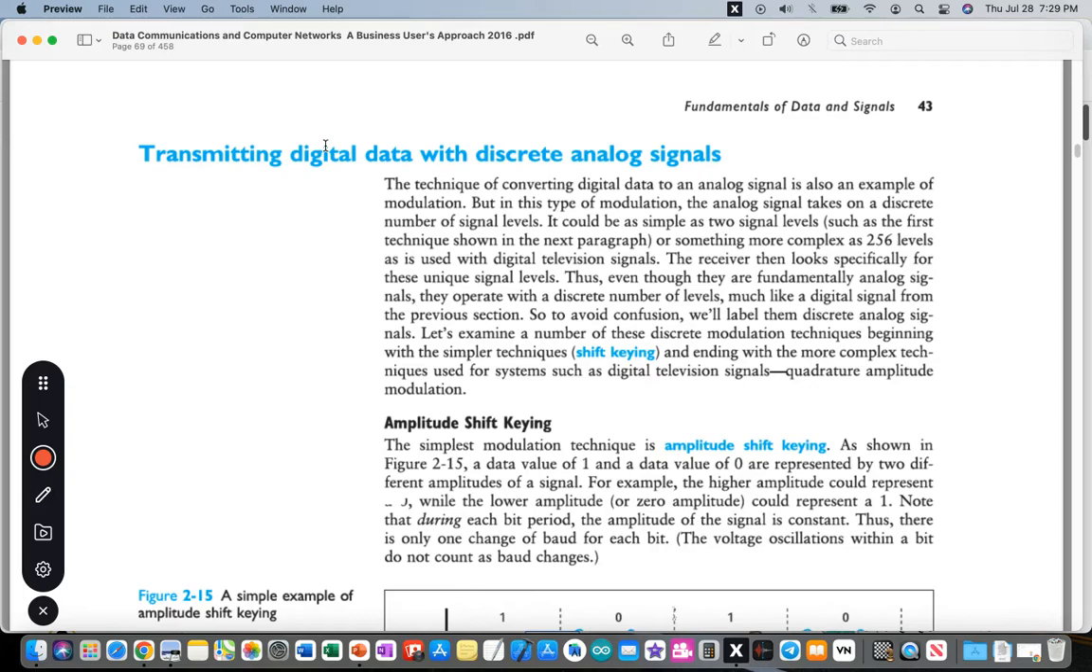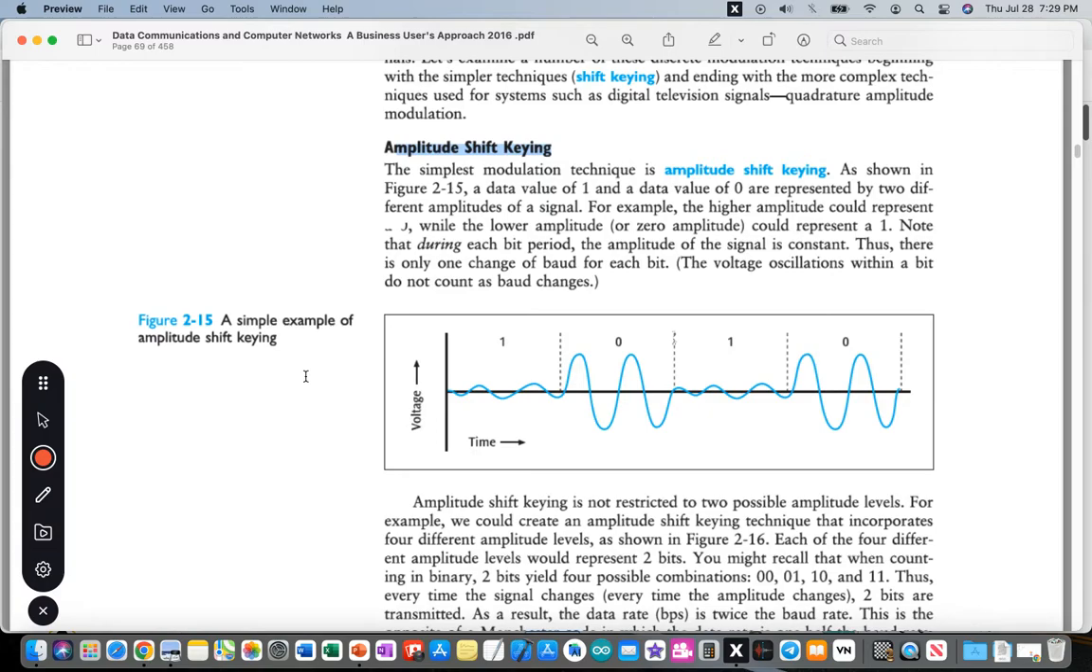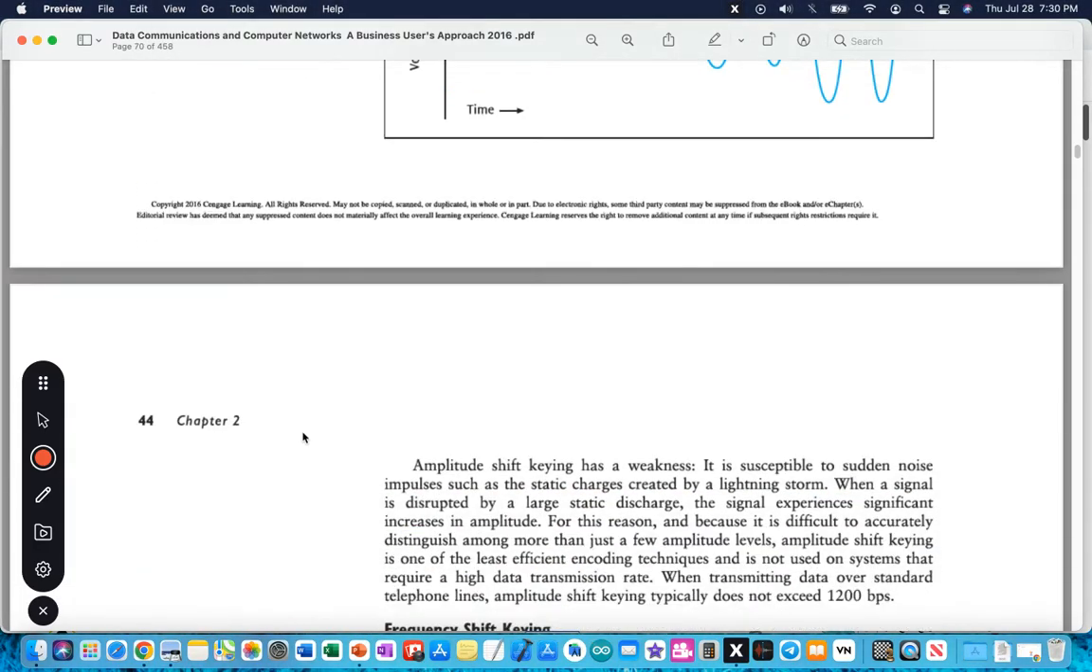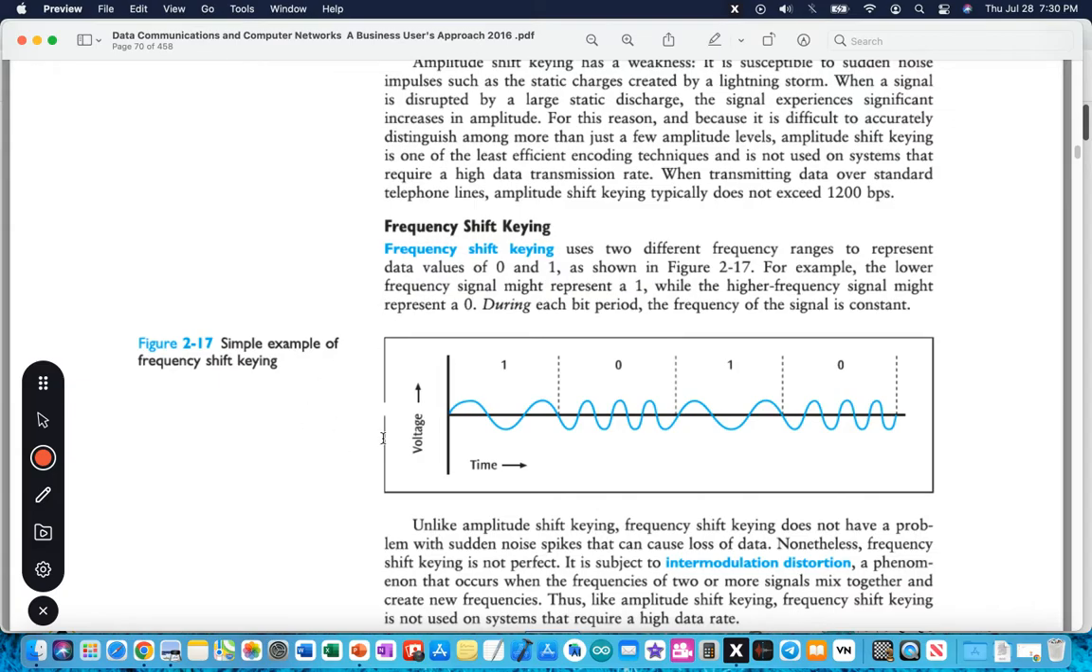Transmitting digital data with discrete analog signals. So we have digital data and we want to transmit it on analog signals. Now we use amplitude shift keying or phase shift keying, just like that. Frequency shift keying.